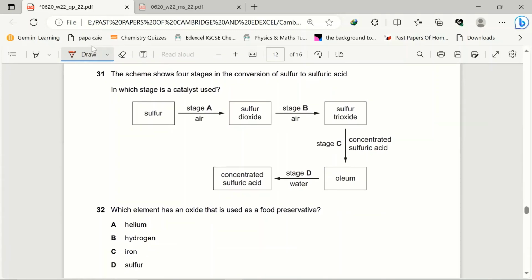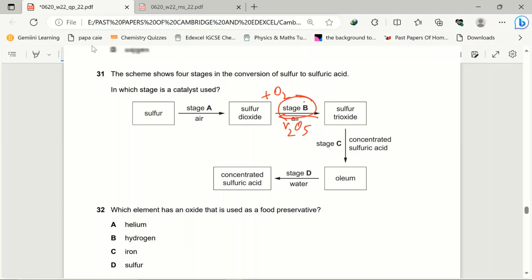The scheme shows 4 stages in the conversion of sulfur to sulfuric acid, right? In which stage is a catalyst used? Sulfur, stage A, sulfur dioxide. We know sulfur dioxide reacts with oxygen, and we need a catalyst here, and it's a reversible reaction to form sulfur trioxide. And we know V2O5, vanadium pentoxide, is a catalyst we use, so it's stage B. Okay, stage B is the only correct answer.